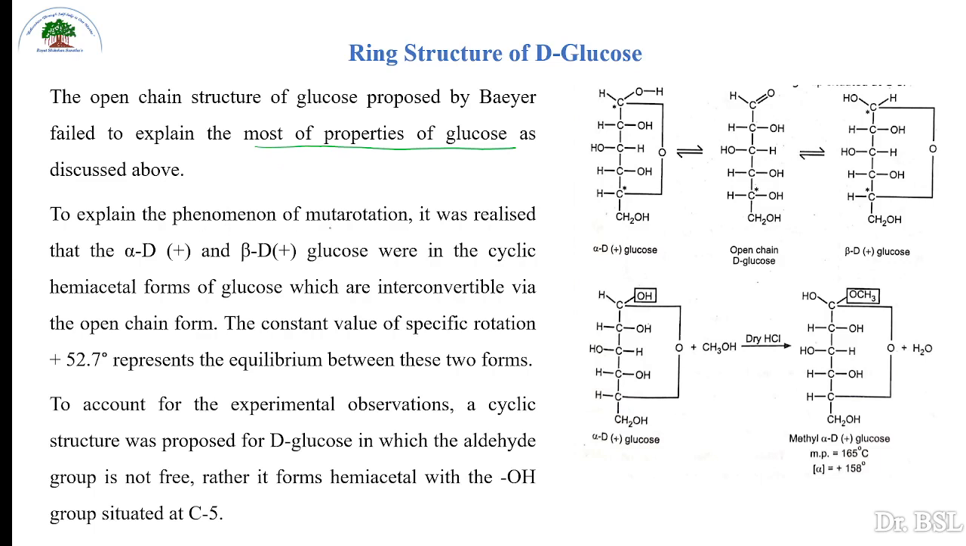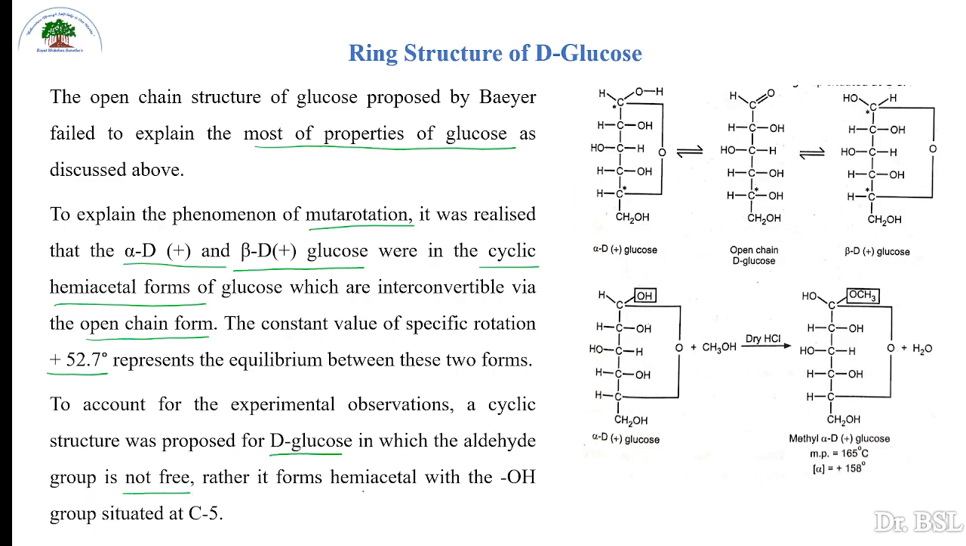To explain the phenomenon of mutarotation, it was realized that alpha-D-(+)-glucose and beta-D-(+)-glucose were in the cyclic hemiacetal form of glucose, which are interconvertible via the open chain form. The constant value of specific rotation, that is +52.7 degrees, represents the equilibrium between these two forms. To account for experimental observations, a cyclic structure was proposed for D-glucose, in which the aldehyde group is not free.